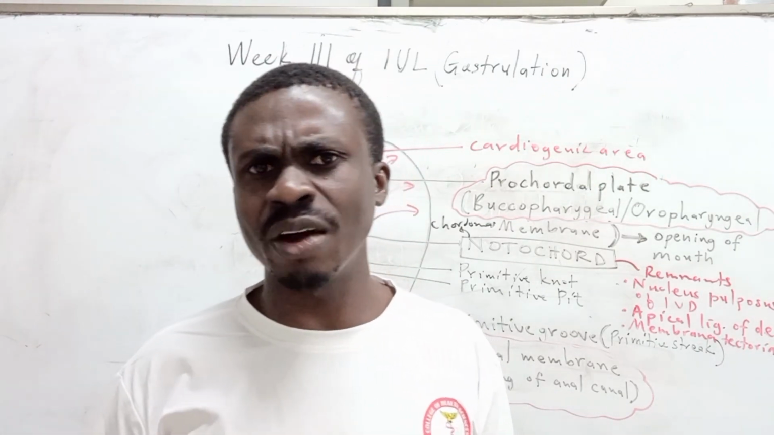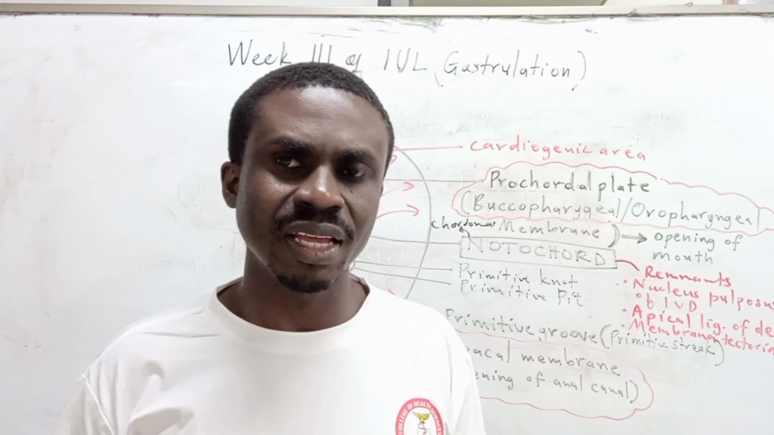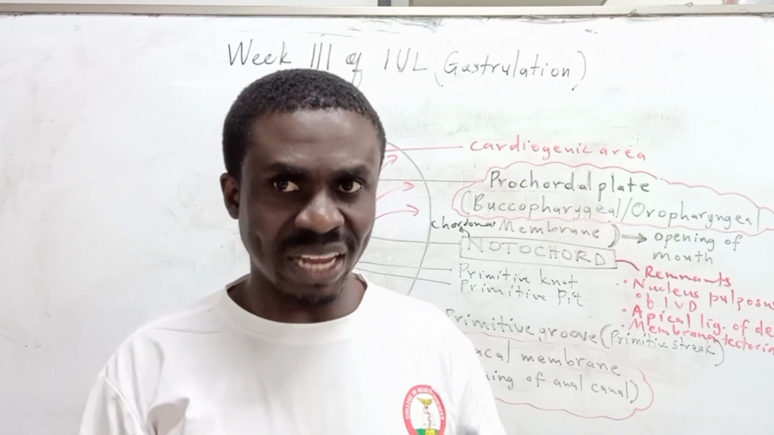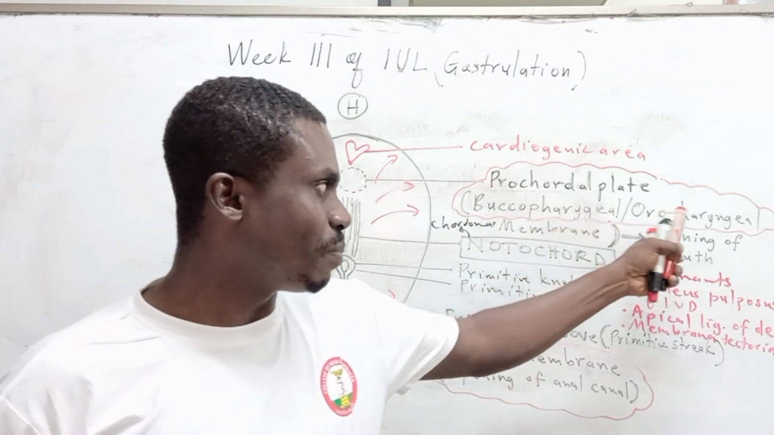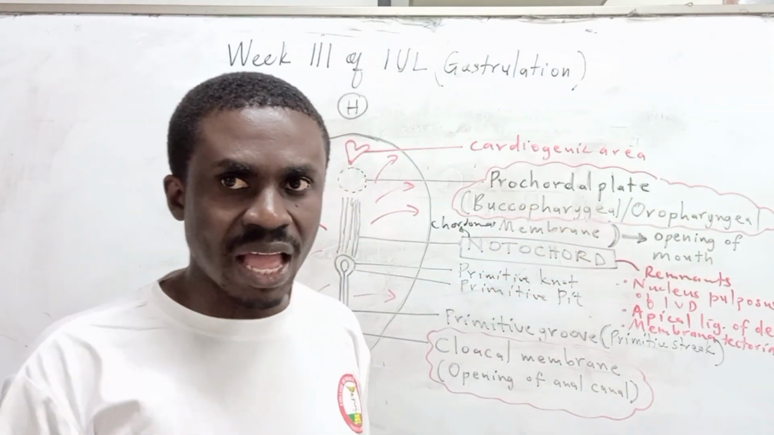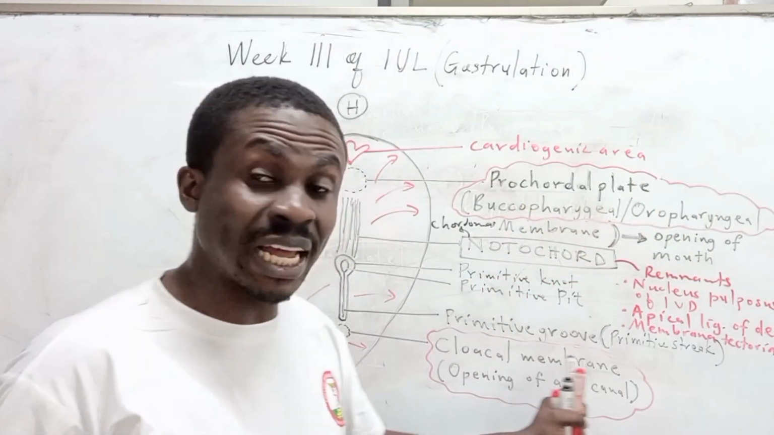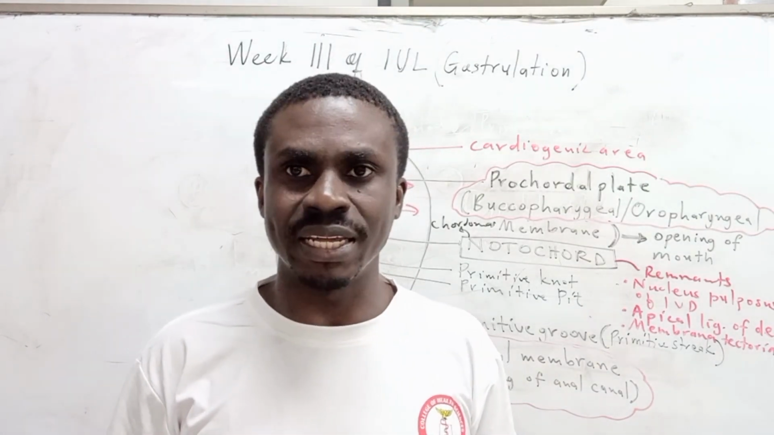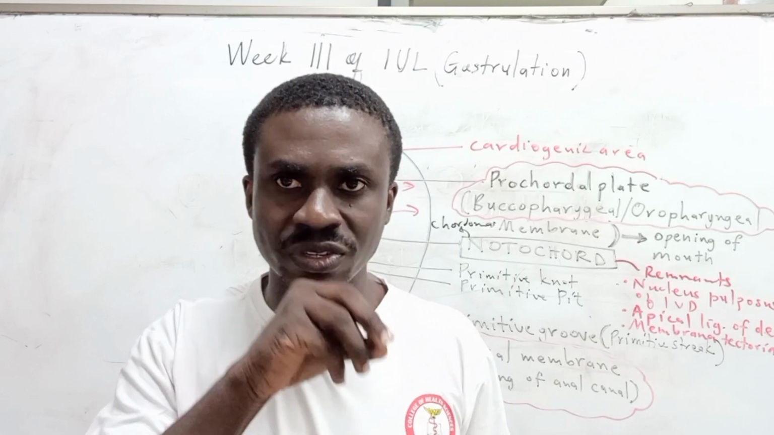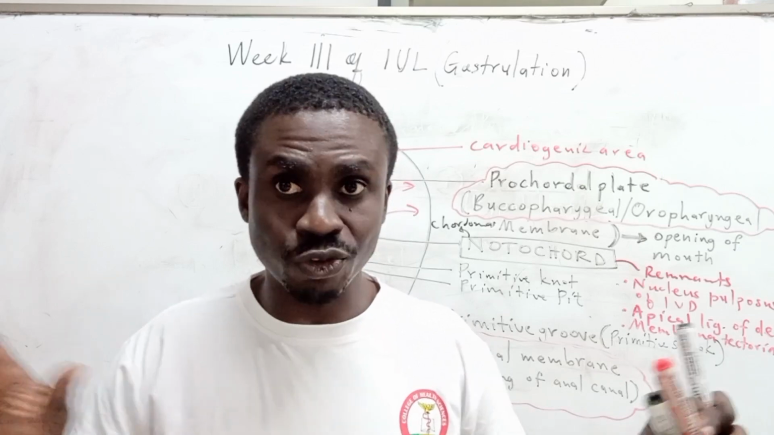Yes, that's one thing I want you to know. My friends, in other words, whenever we ask you the composition of the buccopharyngeal membrane or the oropharyngeal membrane, as well as the cloacal membrane, your answer will be that they are made up of only ectoderm and endoderm, no mesoderm.